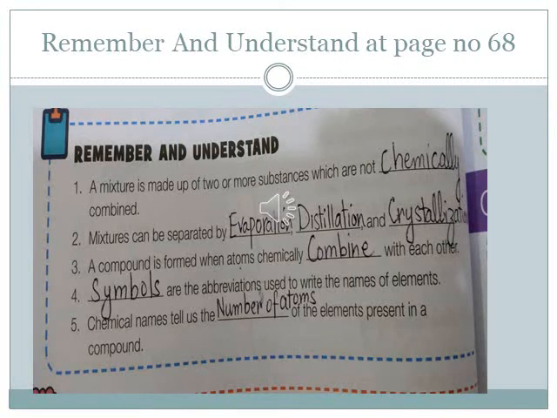At page number 68, there is an activity, remember and understand. These are in the form of fill in the blanks. Student, first you learn this activity and do it in your book. Number 1, a mixture is made up of 2 or more substances which are not chemically combined. Number 2, a mixture can be separated by evaporation, distillation and crystallization. Number 3, a compound is formed when atoms chemically combine with each other. Number 4, symbols are the abbreviations used to write the names of elements. Number 5, a chemical formula tells us the number of atoms of each element present in a compound.